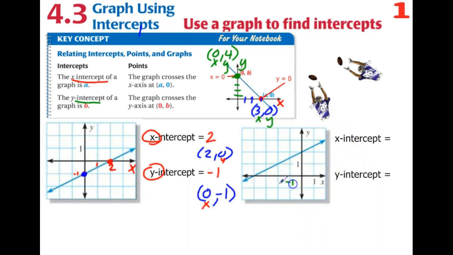This one, our x-intercept is -1, 2, 3, -4 right there. And our y-intercept is up 1, 2, positive 2. If we wanted to write those as points, we could as well.